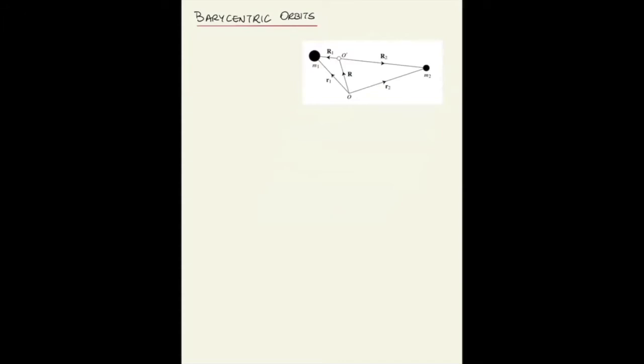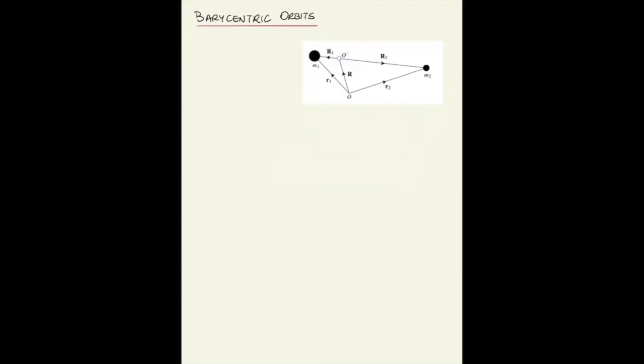Having solved the two-body problem for a massless orbit around a mass, let's solve for two massive bodies. Let's solve the problem for barycentric orbits. Let's consider this arrangement here with the origin O, and the central mass is at the point O prime.